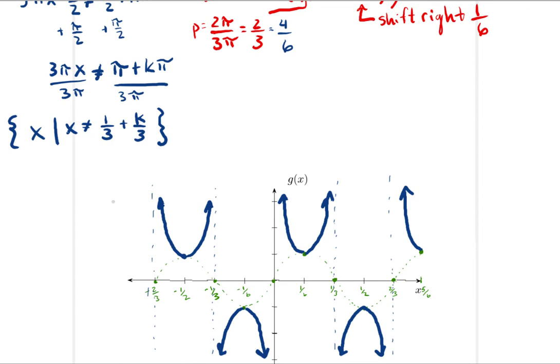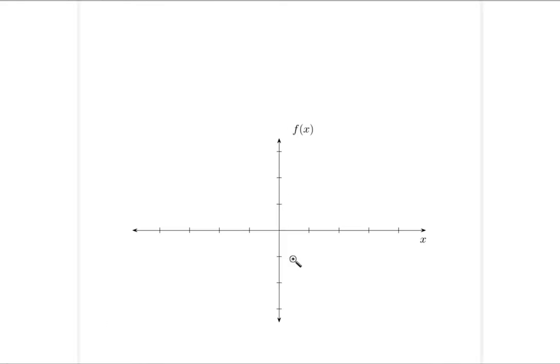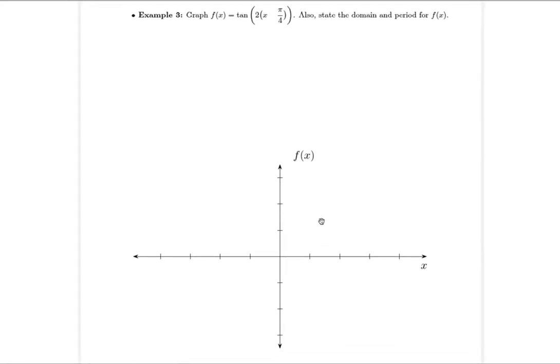All right, so now let's take a look at our tangent and cotangent graphs. All right, so here in example 3, I want to graph the tangent of 2 times the quantity x minus pi over 4, right? So we can already see this is a shift to the right, pi over 4.